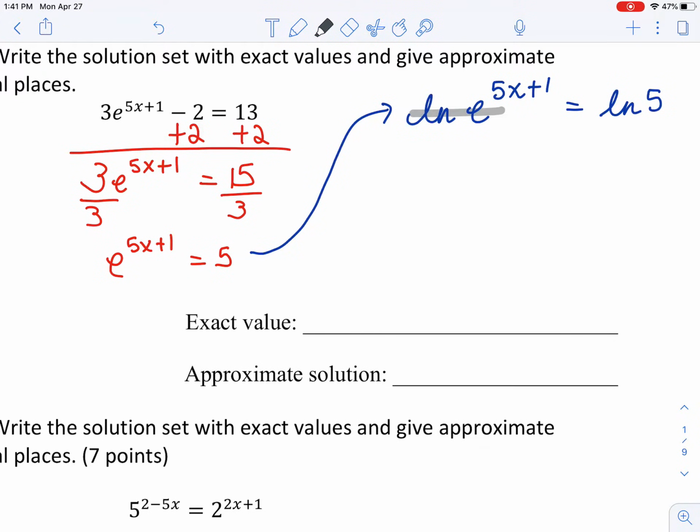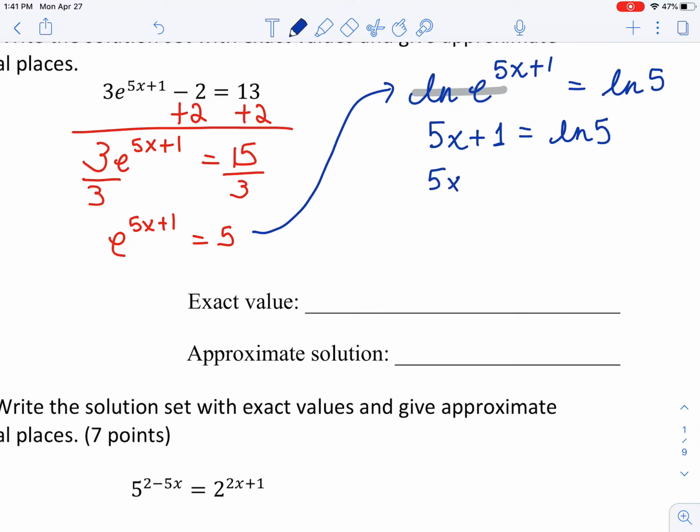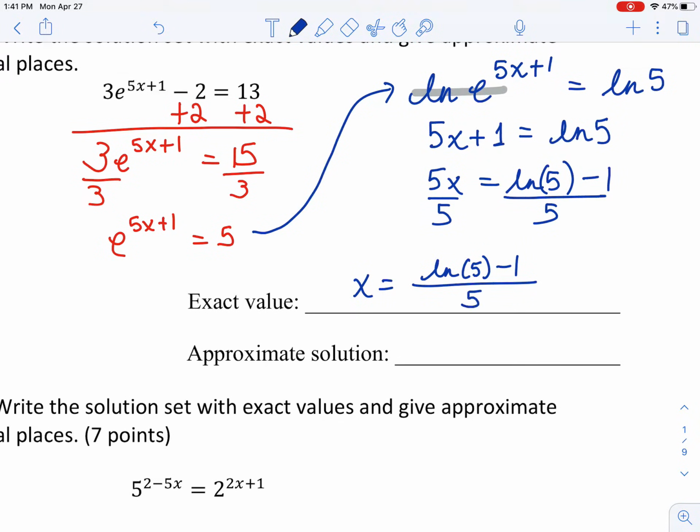Notice what happened to this natural log of e. That cancels out, or that just turns into 1. But before that turns into 1, we can bring down that power of 5x plus 1 and then have it in that form. Subtract 1 from both sides, you get 5x equals natural log of 5. Let me draw a parenthesis over here. Divide by 5, here's your final answer. The exact value is going to be x equals natural log of 5 minus 1, divided by 5.